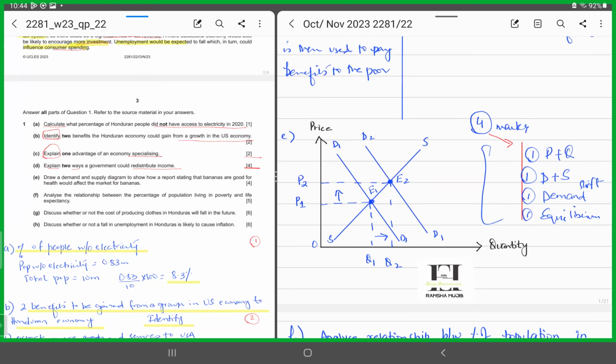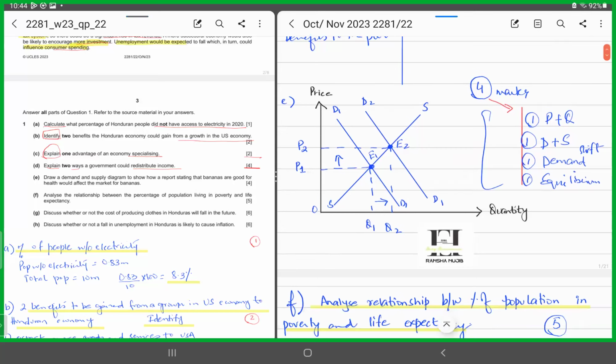However, if you want to write supporting statements in order to justify the diagram you've drawn, you can go ahead and do that. And you can say that the report which states that bananas are good for health has caused the demand to rise from D1 to D2. As a result, the price has risen from P1 to P2, and the quantity demanded also has risen from Q1 to Q2. Hence, the new equilibrium position is now E2.